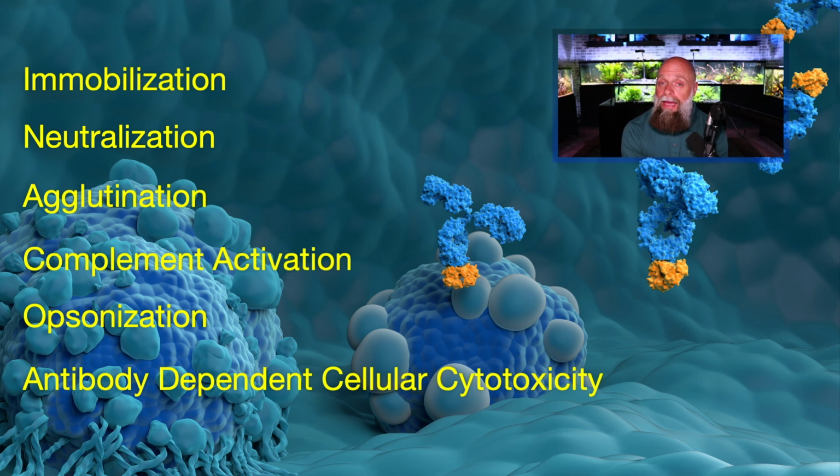Next, we have complement activation, something we discussed in the last video. Complement is that protein that's involved in opsonization, inflammation, and cell lysis. And so when antibodies are bound, that can activate complement. And then I just mentioned opsonization. We talked about that in a previous video.